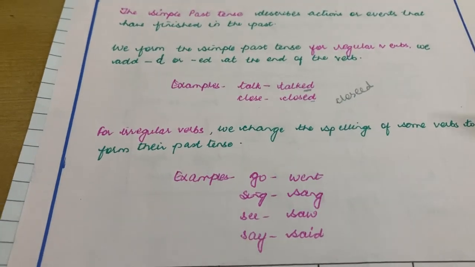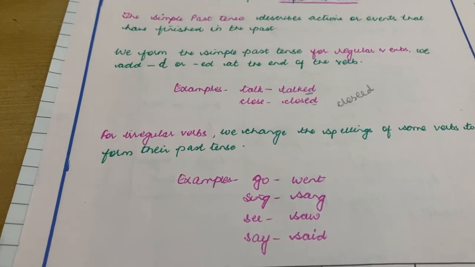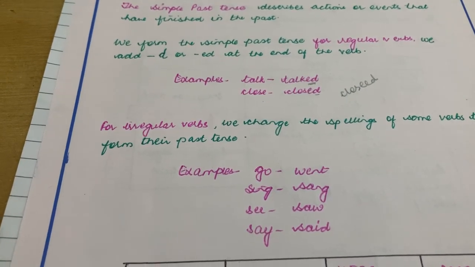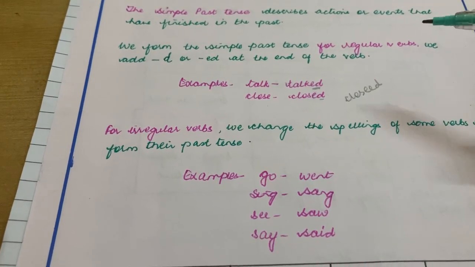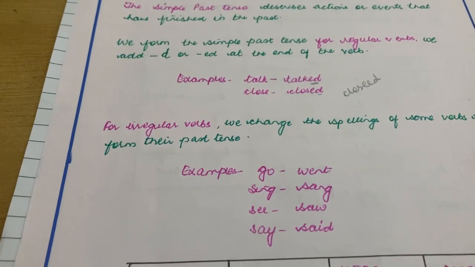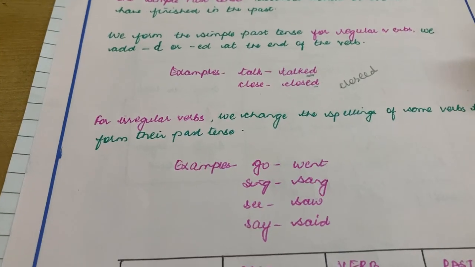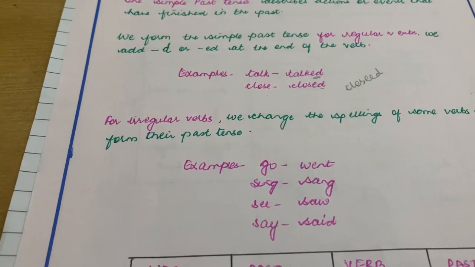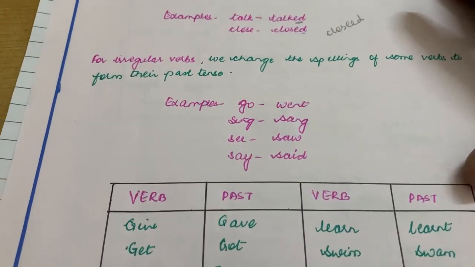Yes, so for general regular verbs, while we change the verb form from the simple word form to the simple past tense, we either add ed at the end, or if the verb has e at the end, we add only d to it. Then for irregular verbs, we cannot use the simple d and ed. For them, the entire spelling gets changed. So I have listed a few examples of such verbs.